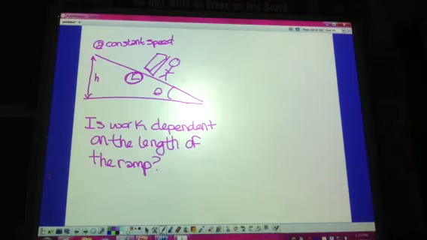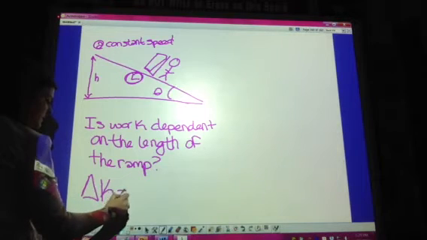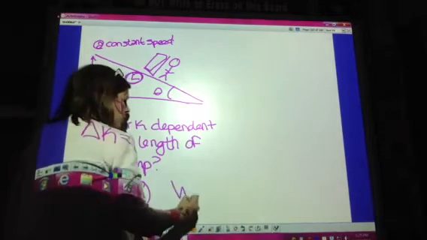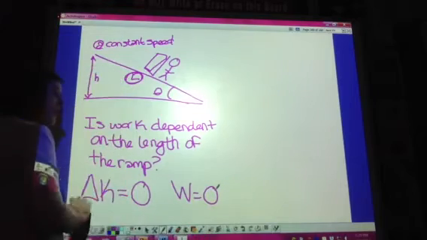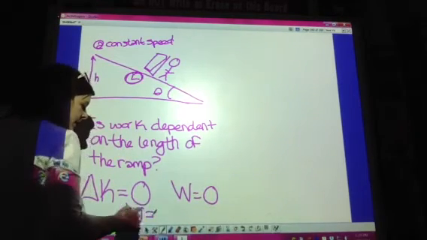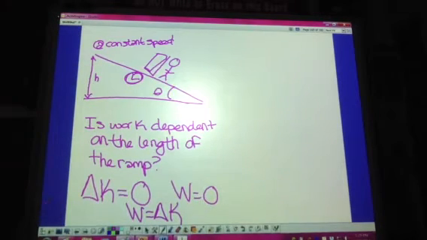Okay, so we know that if this is at constant speed, if speed's not changing, then delta K has to be equal to 0, right? If the speed's not changing, if it stays constant, then my K final minus my K initial would just be 0. So that means ultimately that net work would also be 0 because of the work-kinetic energy theorem, because work is equal to that change in kinetic energy.